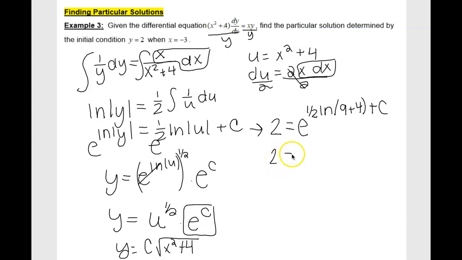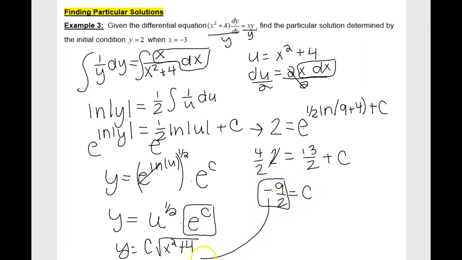So you have 2 equals 1/2 ln of 9 plus 4, which is 13. So the e's and the ln's, like I said, cancel each other. That's really like being multiplied. So you have 13 halves plus c. Subtract that over. 13 minus 4. And that's what we're doing right here.